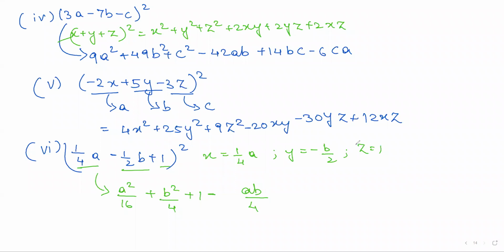Plus 2 times xz, so 2 will get cancelled with 4, and you're left with plus a by 2. Plus 2 times yz, which is minus b by 2 into 2, the 2 gets cancelled, b into 1 is b, so minus b. So this is your final answer for this part.